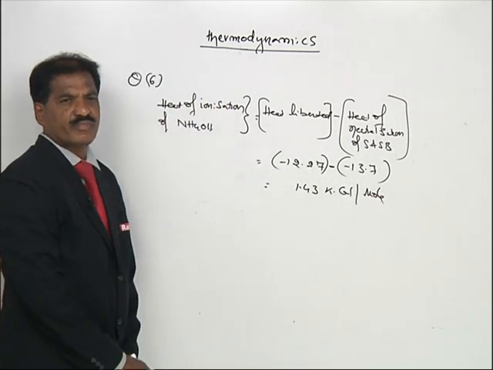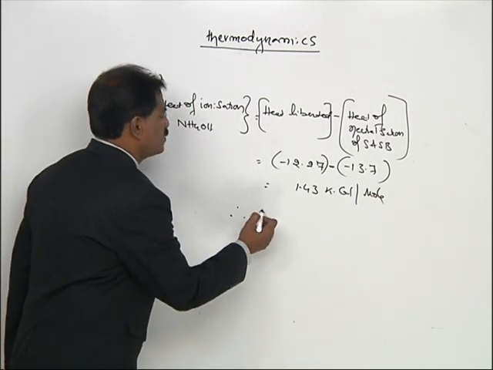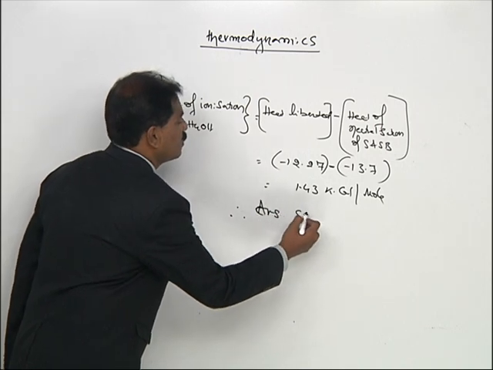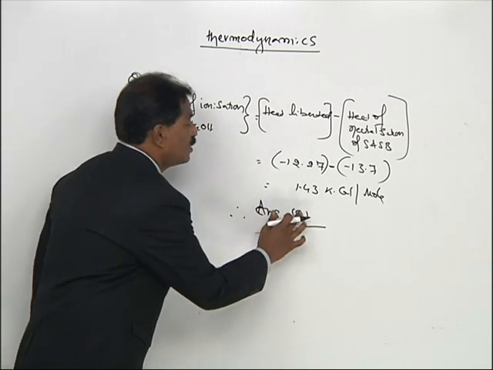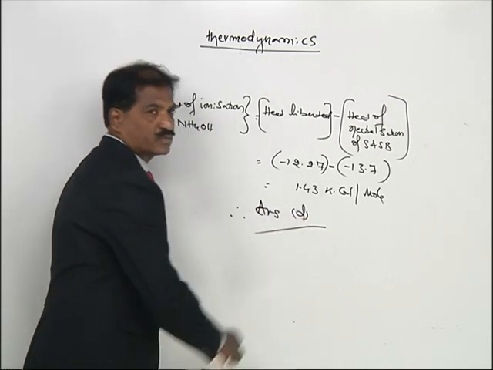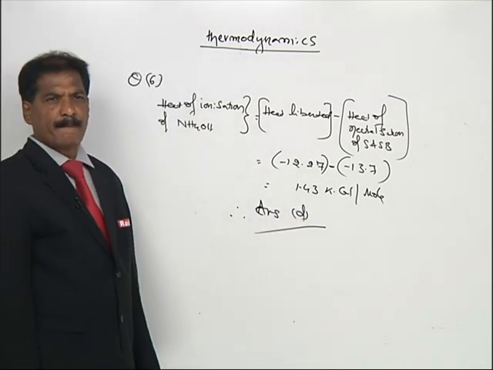Okay, sir. Next, therefore the answer is C. Sir, wait, it's not C. Therefore the answer is D. Okay, correct?